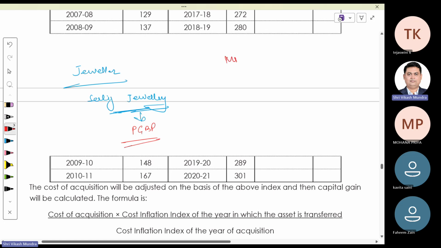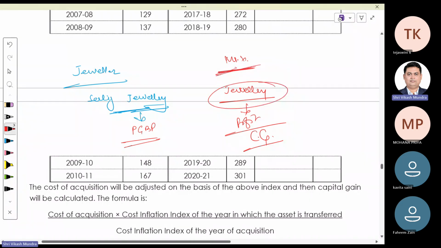However, on the contrary, Mr. X is not a jeweler. He required some money, so he sold jewelry belonging to him. He is selling his jewelry and earns profit. This profit would be taxable under the head capital gain. Be careful, since he is not a jeweler and jewelry is not considered as his stock in trade, the profit would be considered under the head capital gain.